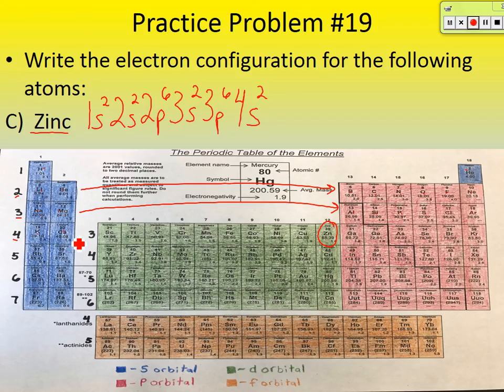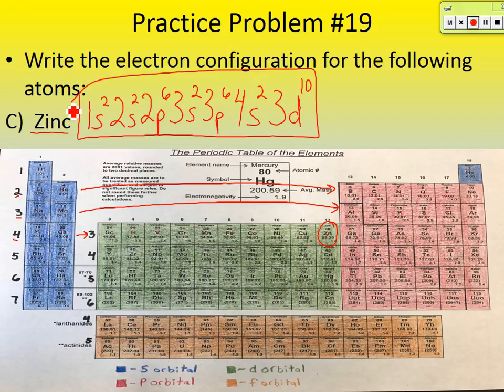Okay, now be careful. We're going to go across to the d orbital block, but it drops down to the third energy level. So you need to drop down to 3. We're in the d orbital here. And if we count across to zinc, 1, 2, 3, 4, 5, 6, 7, 8, 9, 10 electrons can fit in the d orbitals. Okay, so there is your electron configuration for zinc. Very good.